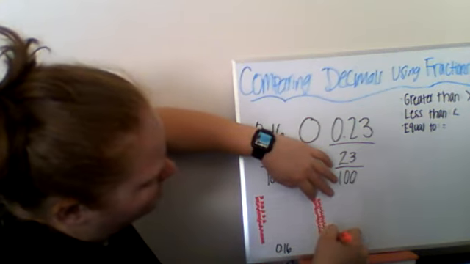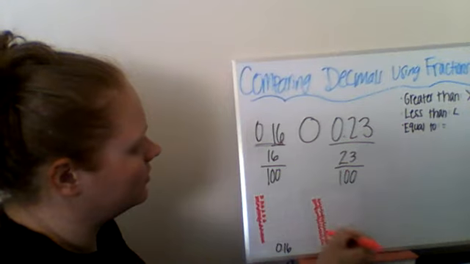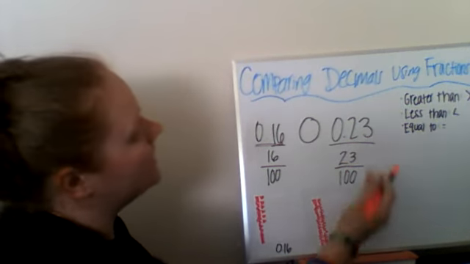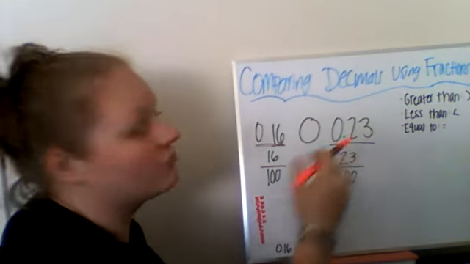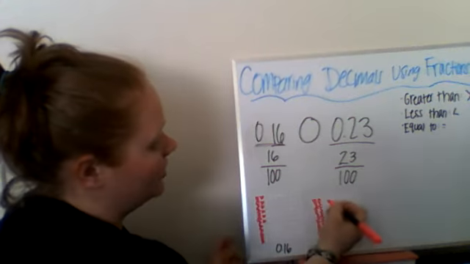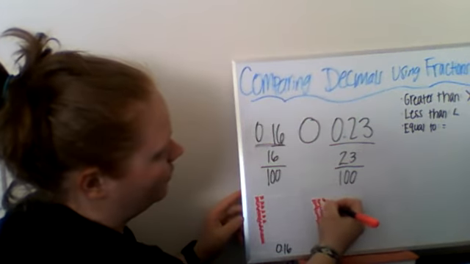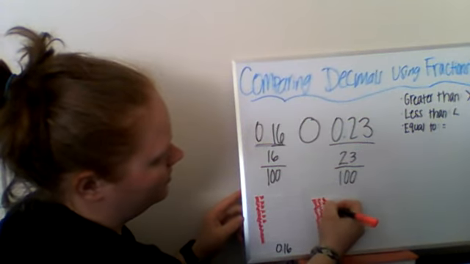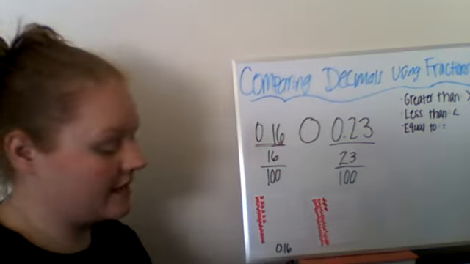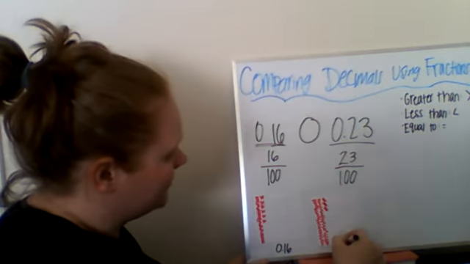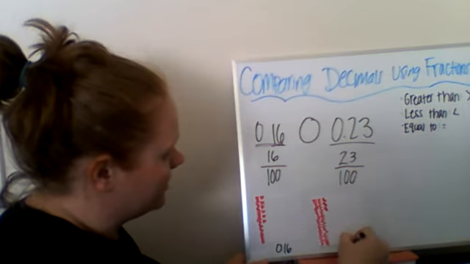Okay, I just shaded in 2 columns. That 3 tells me there's just 3 extra pieces, so I'm going to shade in 1, 2, 3. So this right here represents 23 hundredths.